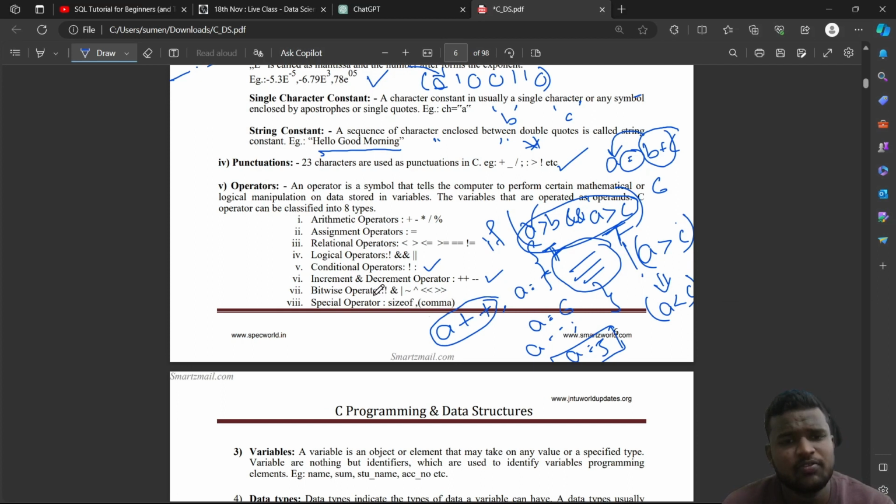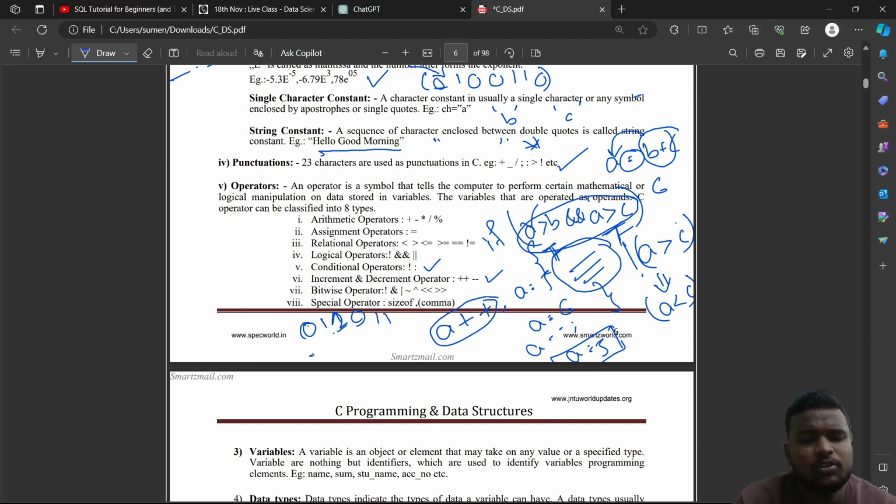Now we have bitwise operators. A bitwise operator is an operator which operates on the bits. Like I told you, whatever the values might be, they will be in binary format only: 0s and 1s, like 0, 0, 1, 1, 0, 0, 0, 1, 1, 1. On these values, the operators will get executed. Let me show you an example. Let me erase this so that you can understand.